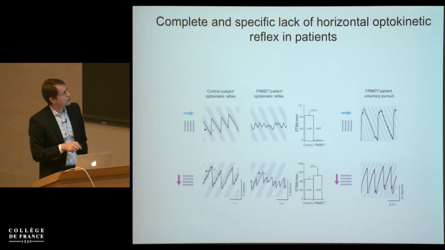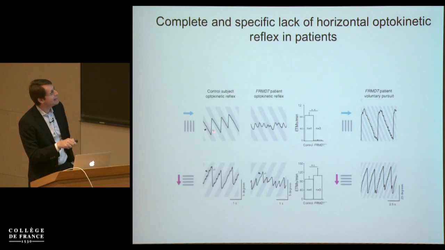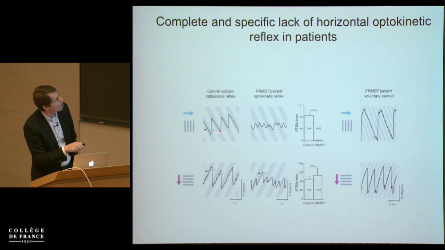So let's look at the patients, just to show you that they completely lack the horizontal optokinetic reflex. Again, here we are looking at the optokinetic reflex, the following of the stripes. This is time and space. You can see very nicely they follow these trees that are moving, and the patient has zero follow. This is just the random motion of the eye. We calculate how much they actually follow.